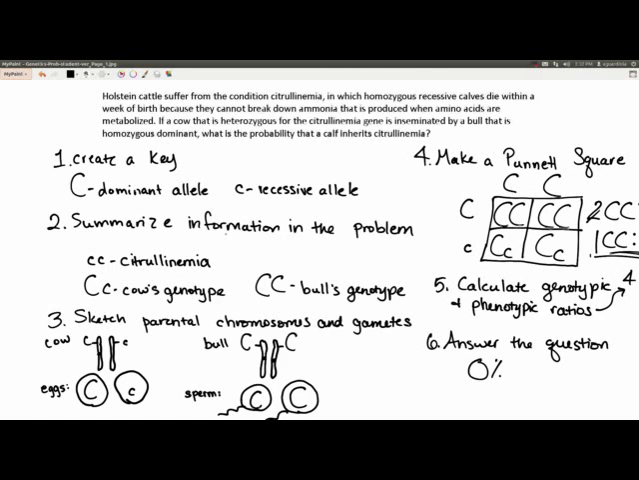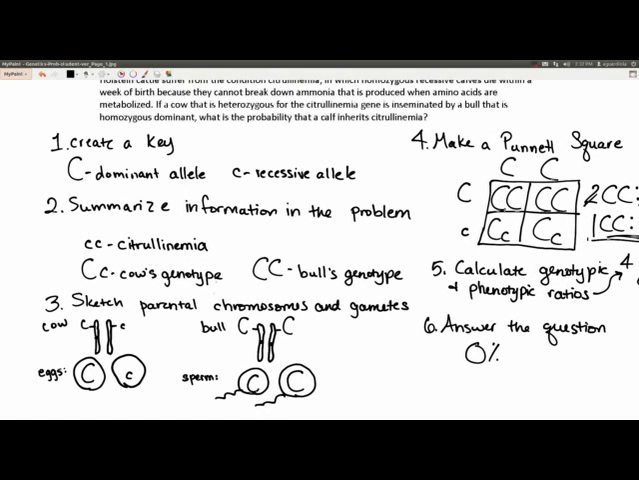In this problem, we had information about calves, about offspring that die because they are homozygous recessive and have citrullinemia. So we know that individuals that are homozygous recessive will have citrullinemia, and therefore the dominant allele is normal. We then had information about the genotype for the cow. The cow was heterozygous, and the bull is homozygous dominant, so we wrote that information down.